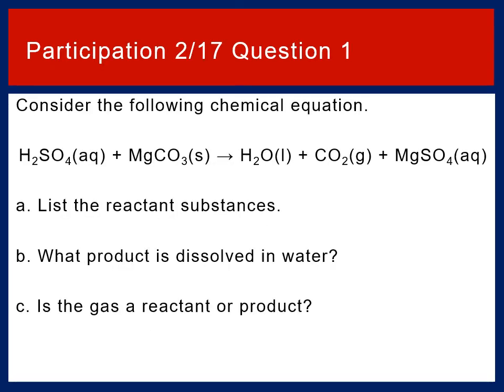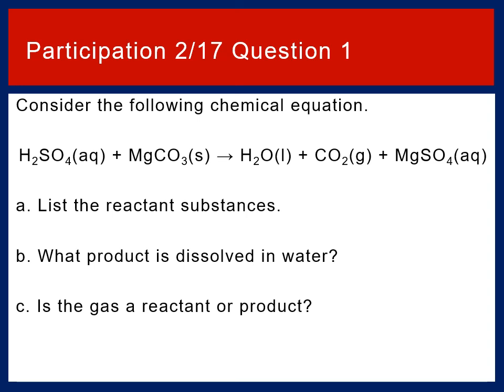Bringing us to question 1 for participation 217. Consider the following chemical reaction. I have H2SO4 AQ plus MgCO3 solid, and then I have the arrow, H2O L plus CO2 G plus MgSO4 AQ. From that chemical reaction, I want to know 3 things. First, I would like you to list the reactant substances. Second, what product is dissolved in water? And finally, is the gas a reactant or product?